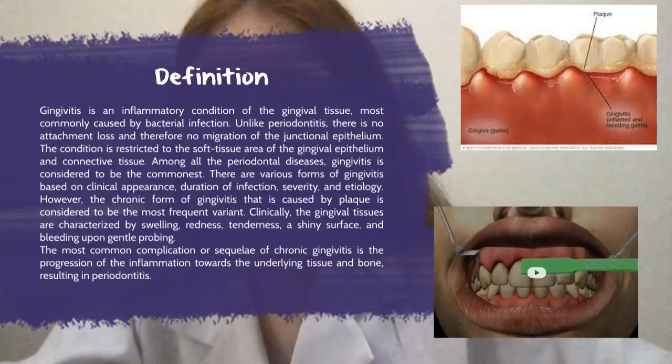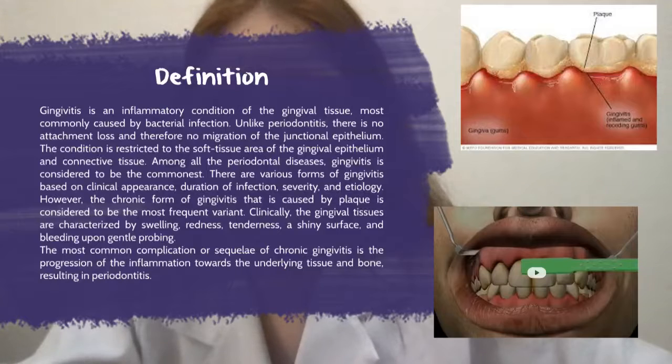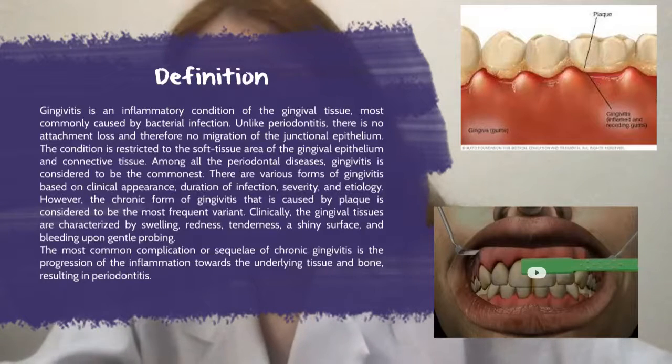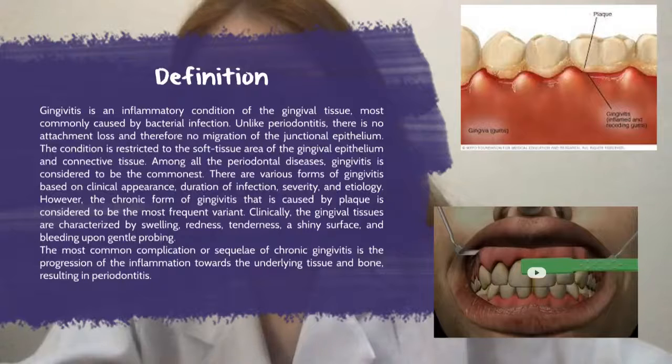Among all the periodontal diseases, gingivitis is considered to be the commonest. There are various forms of gingivitis based on clinical appearance, duration of infection, severity, and etiology. However, the chronic form of gingivitis that is caused by plaque is considered to be the most frequent variant. Clinically, the gingival tissue are characterized by swelling, redness, tenderness, a shiny surface, and bleeding upon gentle probing.